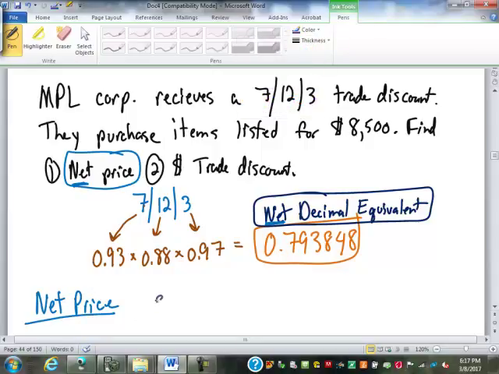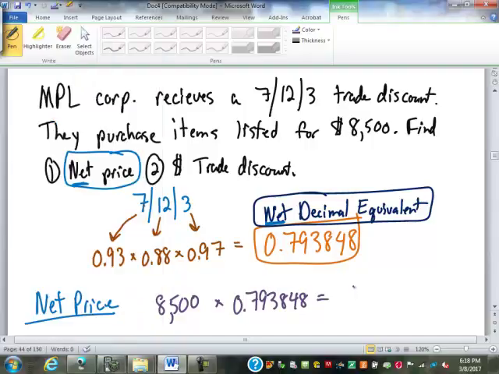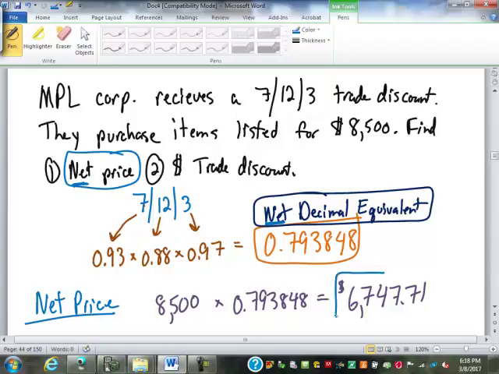It's going to be $8,500, that's our list price, times the 0.793848, which gives $6,747.71. That's our net price.